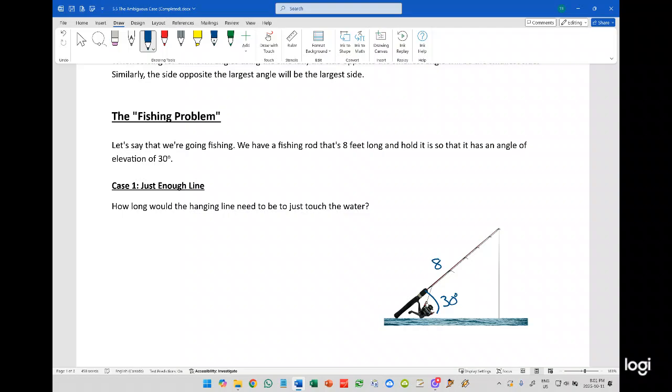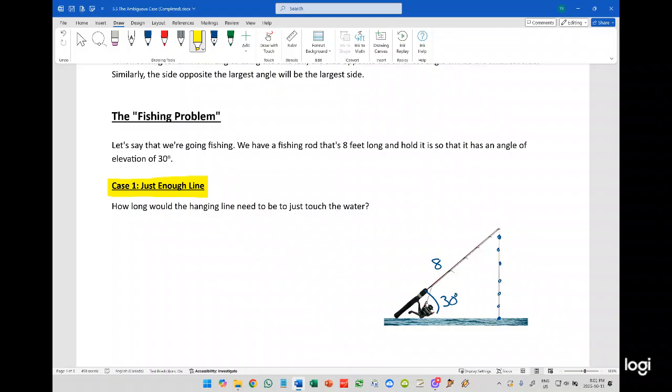And what we're going to say is that we release a certain amount of fishing line, and that fishing line, we basically pretend that we have like a lure up here and we lower it down, straight down, and we stop as soon as we touch the water. So that's why I call this case one, just enough line. So we have just enough line let out that we touch the water.